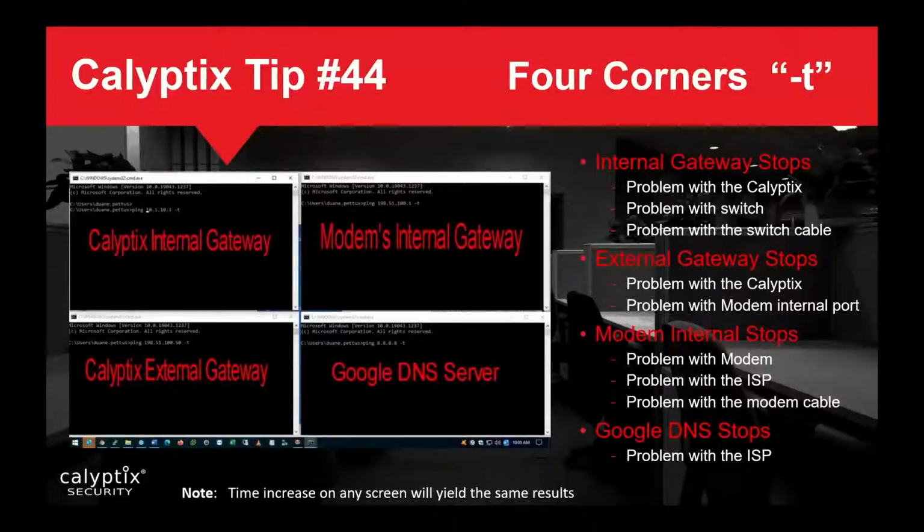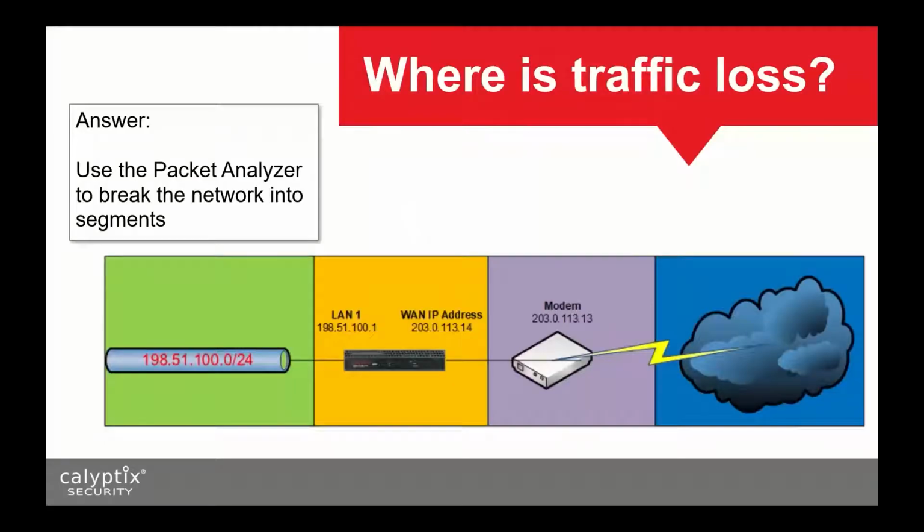Warren, can you go back one screen? So looking at our screens here, in our greens, our purples, our blues, our browns, we can even see how the network is broken down. But with those four corners -T, it will tell us at a short distance where the issue might be.